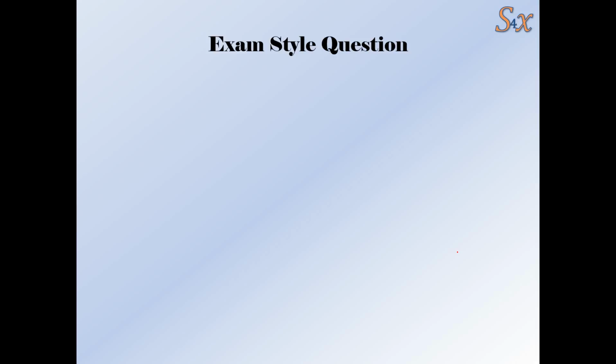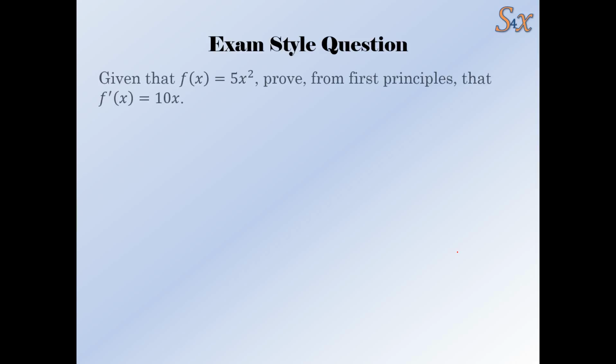Okay, and all I've got left for you now is the exam style question. So we'll just have a look at another one, and this is a chance for you to have a go at it by yourself. So, given that f of x is 5x squared, prove from first principles that f dash of x is 10x. First thing is, remember, f dash of x is the equivalent of dy by dx. It means f of x differentiated.